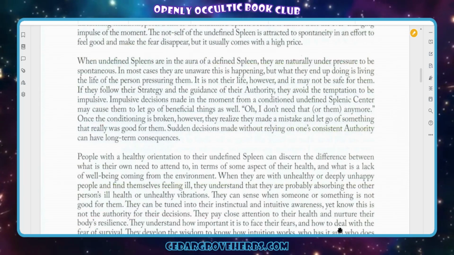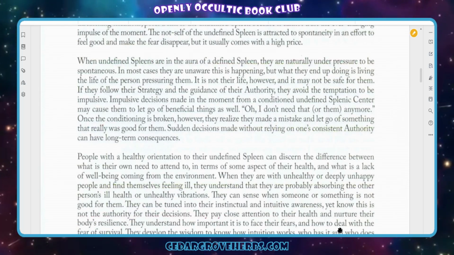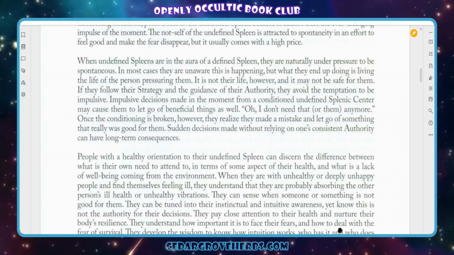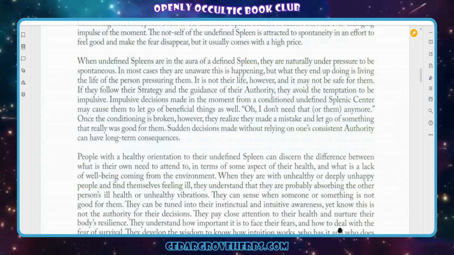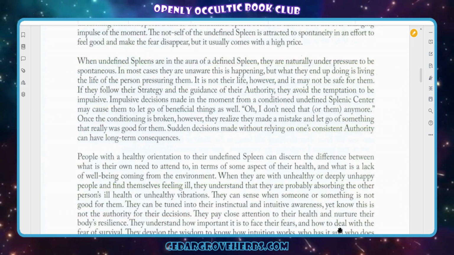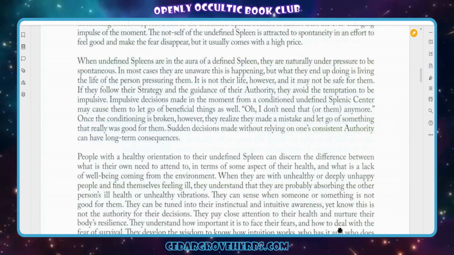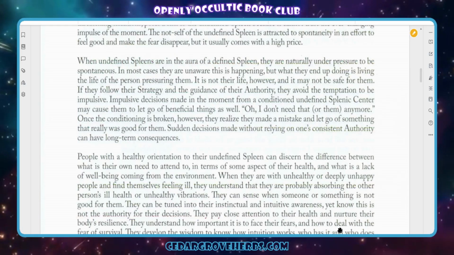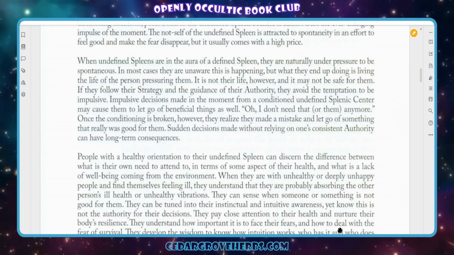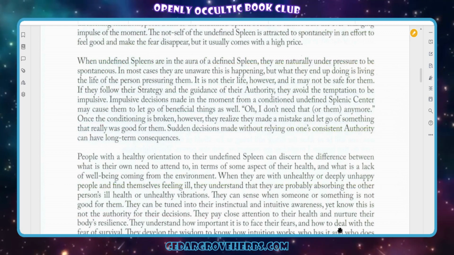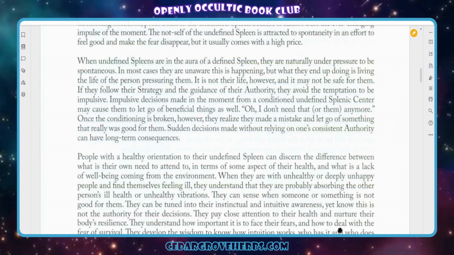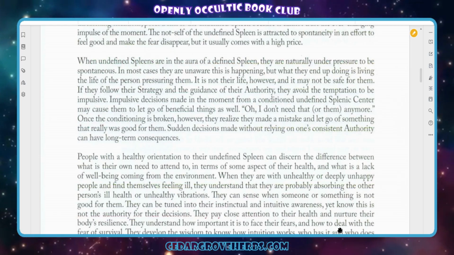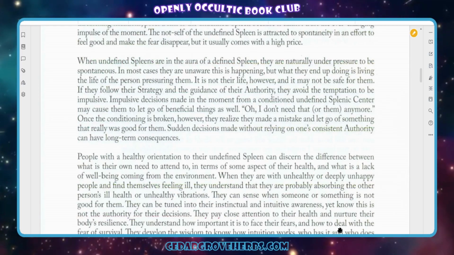When undefined spleens are in the aura of a defined spleen, they are naturally under pressure to be spontaneous. In most cases, they are unaware that this is happening. But what they end up doing is living the life of the person pressuring them. It's not their life, however, and it may not be safe for them. If they follow their strategy and the guidance of their authority, they avoid the temptation to be impulsive. Impulsive decisions made in the moment from a conditioned, undefined splenic center may cause them to let go of beneficial things as well.